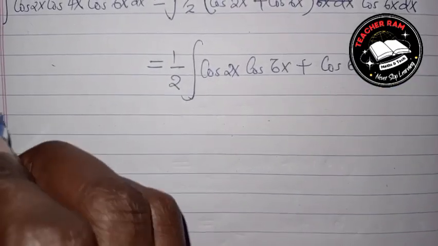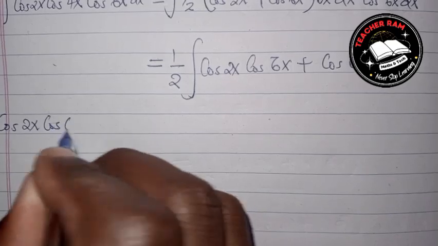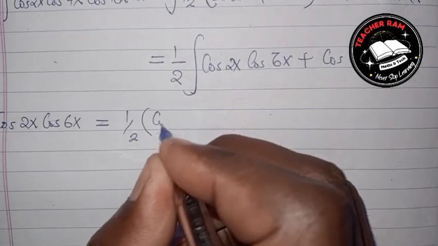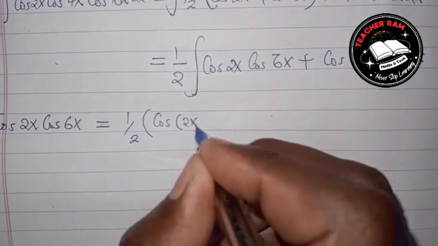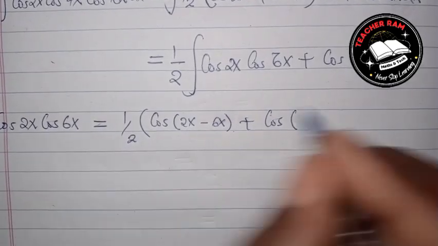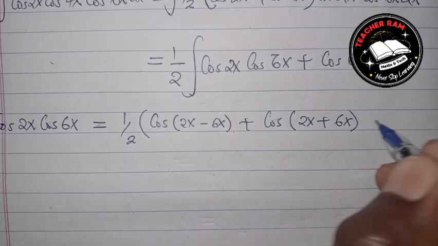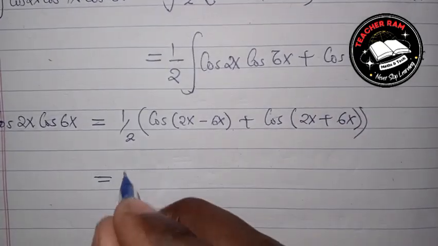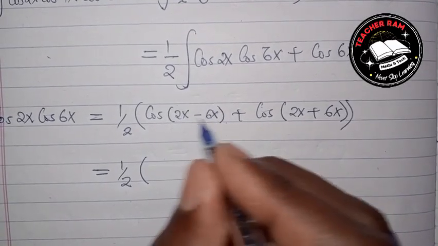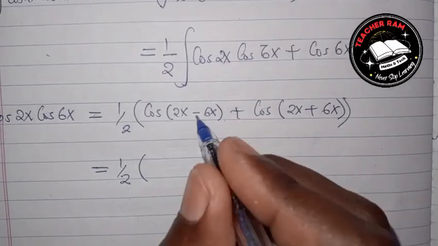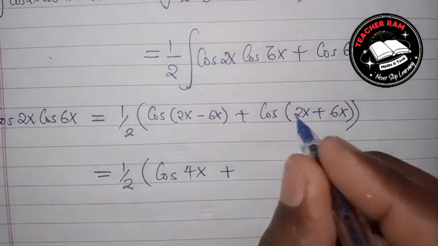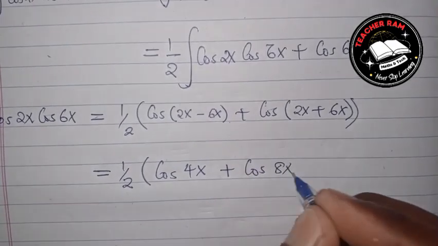Starting with this, we have cosine of 2x cosine of 6x, this will be equal to 1/2, as we remember, opening the bracket, cosine of angle A minus B, so it will be 2x minus 6x, then plus cosine of angle A plus B, it will be 2x plus 6x. So here the answer will be 1/2 bracket, cosine of 2x minus 6x, which is equal to negative 4x. Cosine of a negative angle is the same as cosine of the positive angle, so here it will be cosine of 4x, then plus here it will be 8x, cosine of 8x.